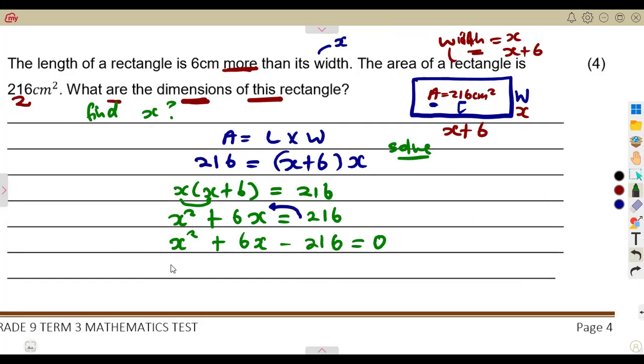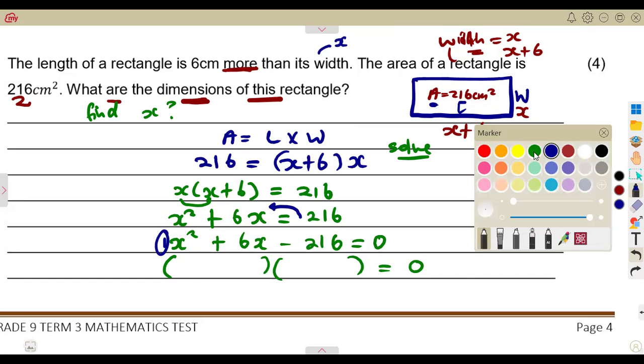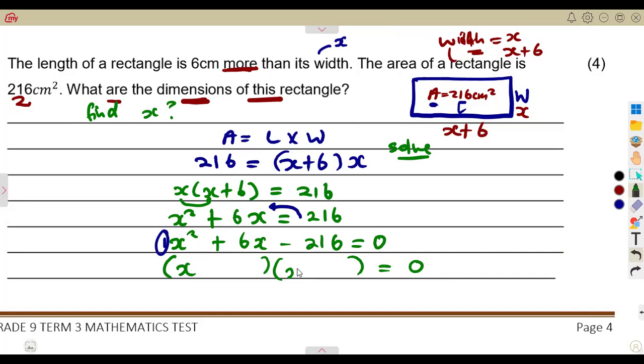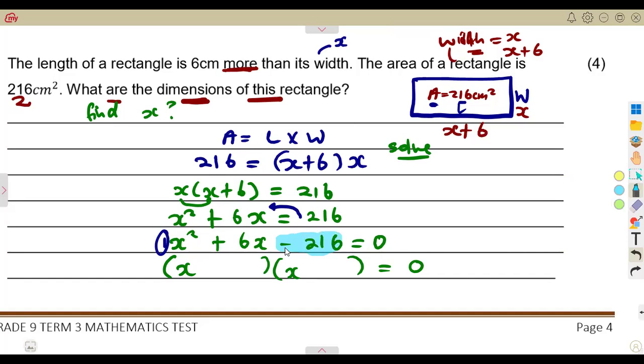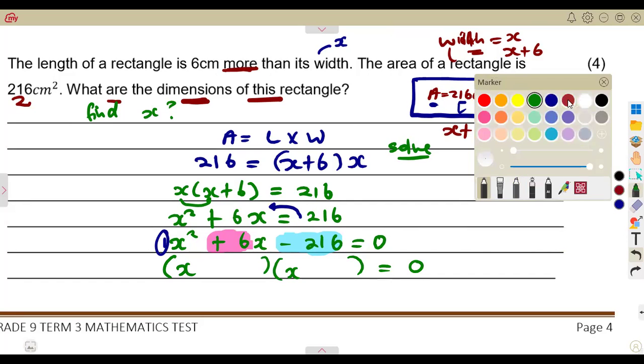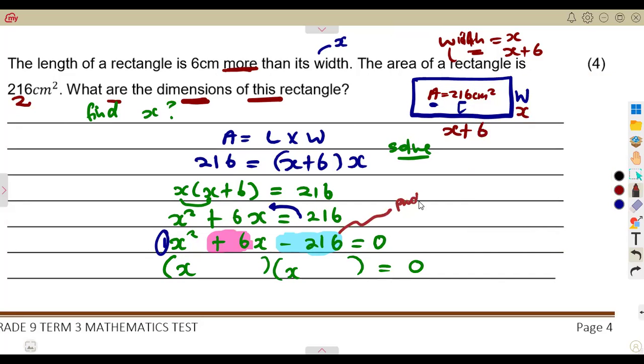We formed a quadratic equation that you can factorize. Since the coefficient of x squared is 1, you're going to have x here and x here. Remember what I said? The factors of the constant minus 216 must add up to positive 6. You multiply these two numbers, you obtain minus 216, but if you add, you get 6. It's trial and error, guys. Try as many numbers as you can, but you're going to see that one of the numbers must be negative.